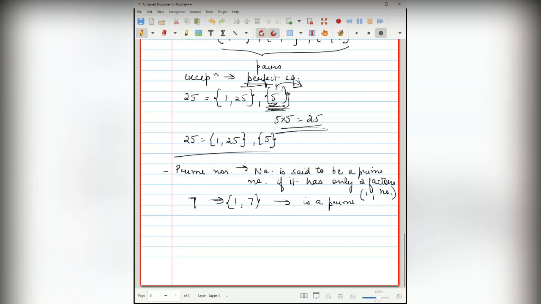Let's take another example. 9. 9 can be represented as 1, 9. It can also be represented as 3, 3, or we can say 3 itself. Then this is a composite.